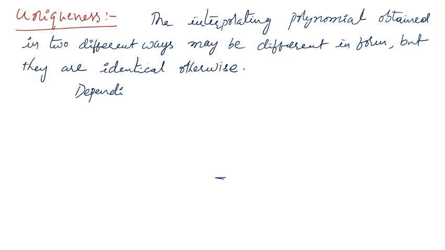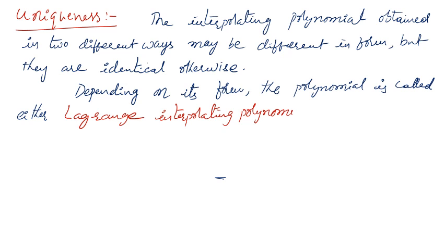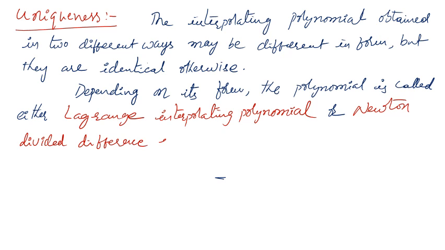So depending on its form, the polynomial is called either Lagrange interpolating polynomial, or it is also called Newton's divided difference interpolating polynomial.